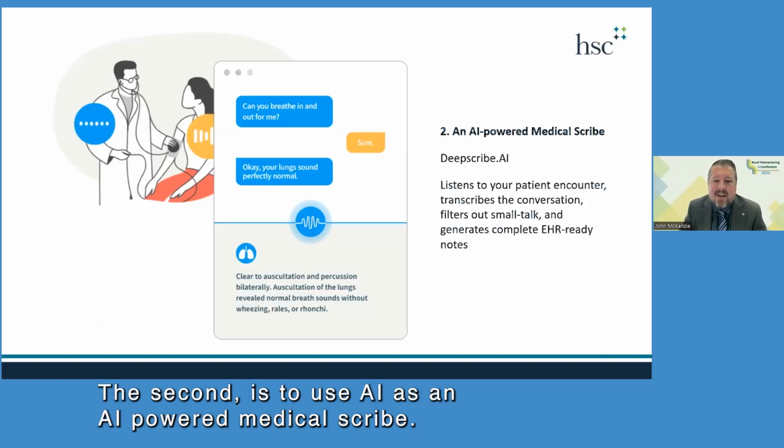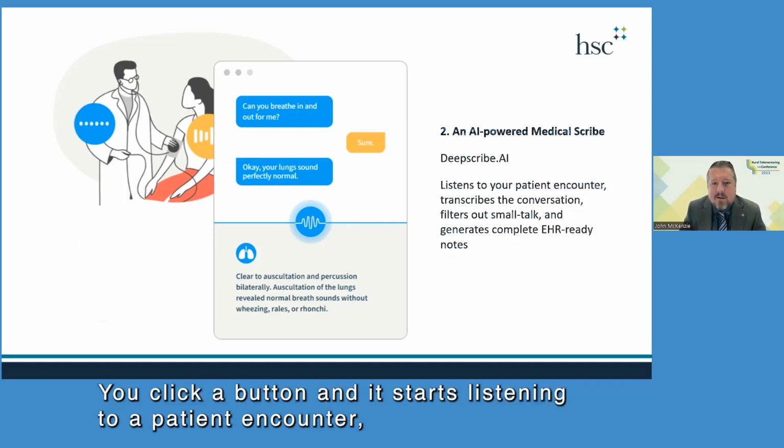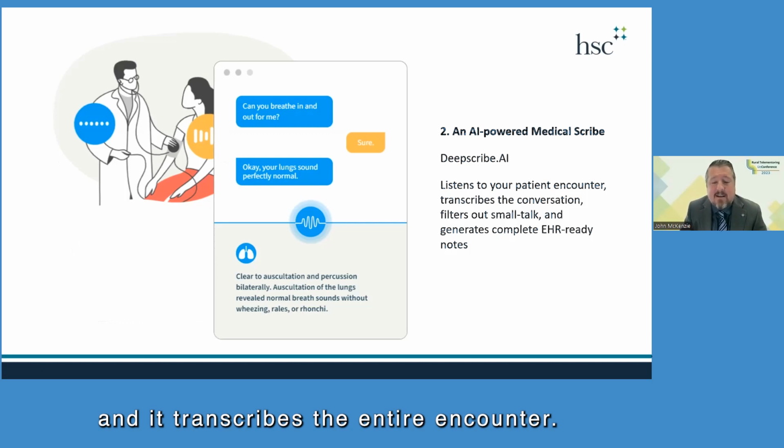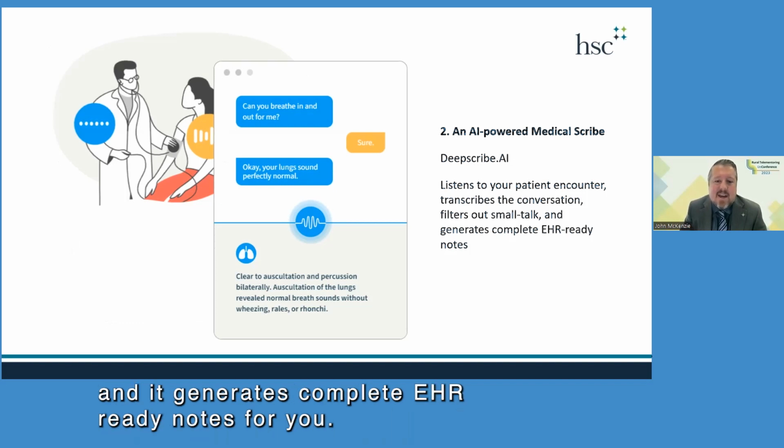The second is to use AI as an AI-powered medical scribe. This is a tool that already exists today. You can buy it. You can use it in your clinic, in your hospital. It's called Deep Scribe AI. You click a button and it starts listening to a patient encounter, and it transcribes the entire encounter. It's smart enough to filter out small talk, and then it takes those and it generates complete EHR-ready notes for you.